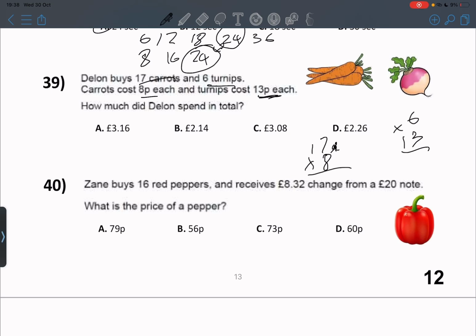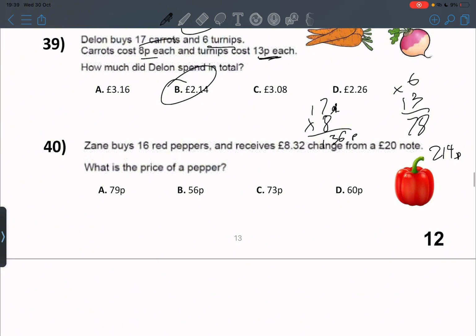So if you do those multiplications, this one should give you 136p, and this one should give you 78p. Now if you add those two together, you'll get 214p. In other words, £2.14.